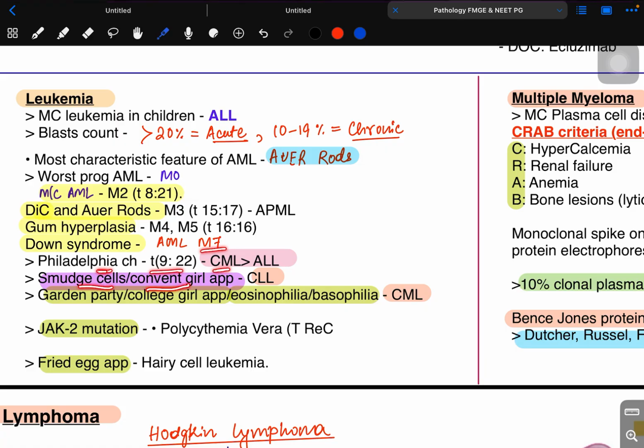Smudge cells or convent girl appearance: these images you can find in the Telegram group. I have given an image PDF where you can find all the subject images. Here you can find all these pathology images.